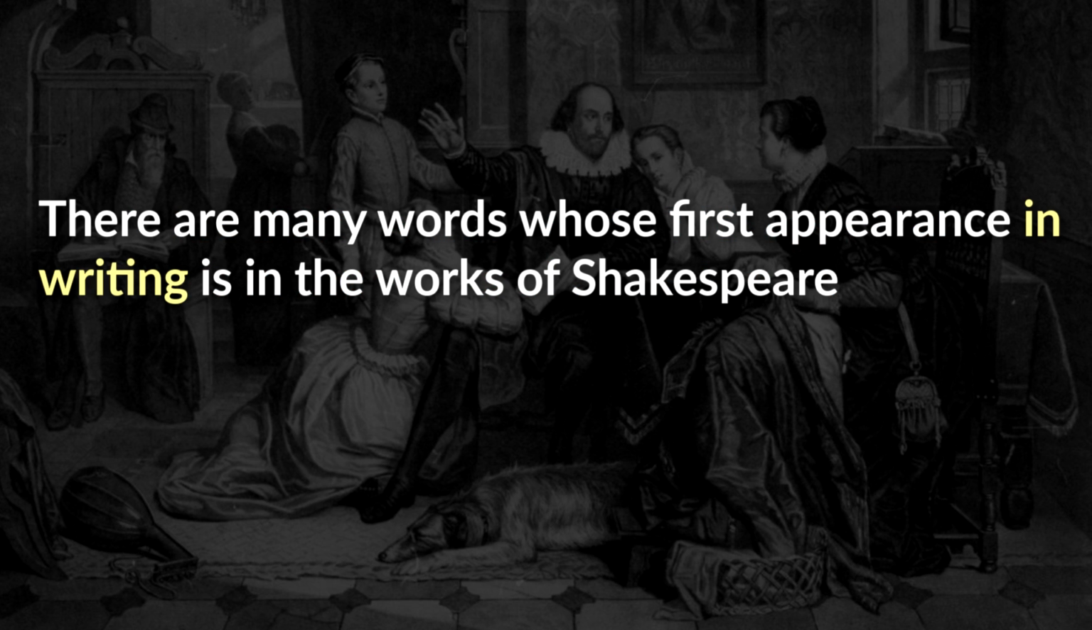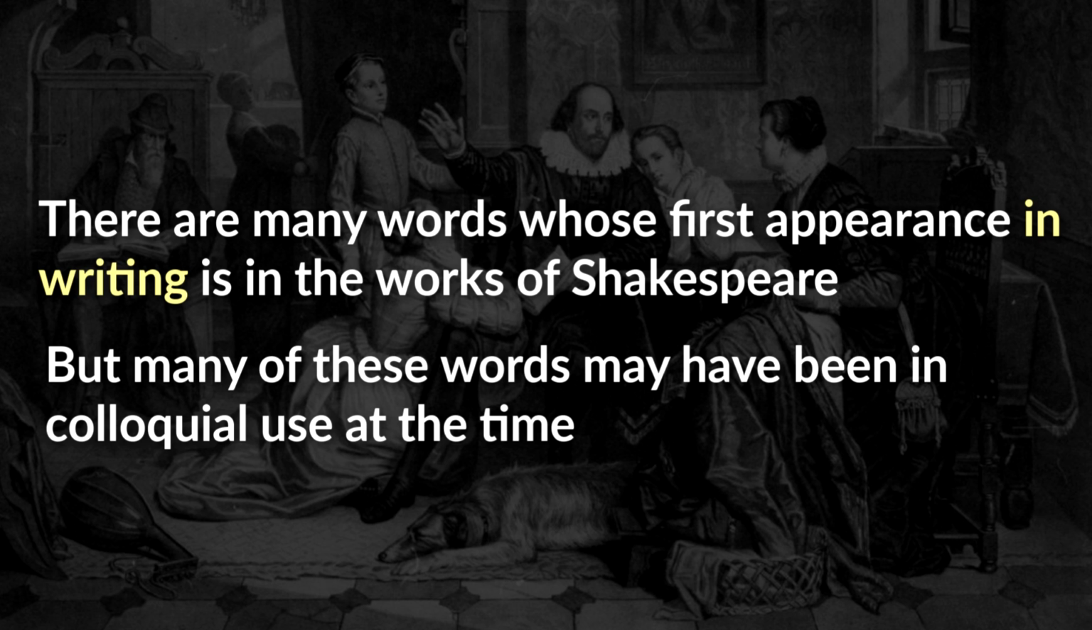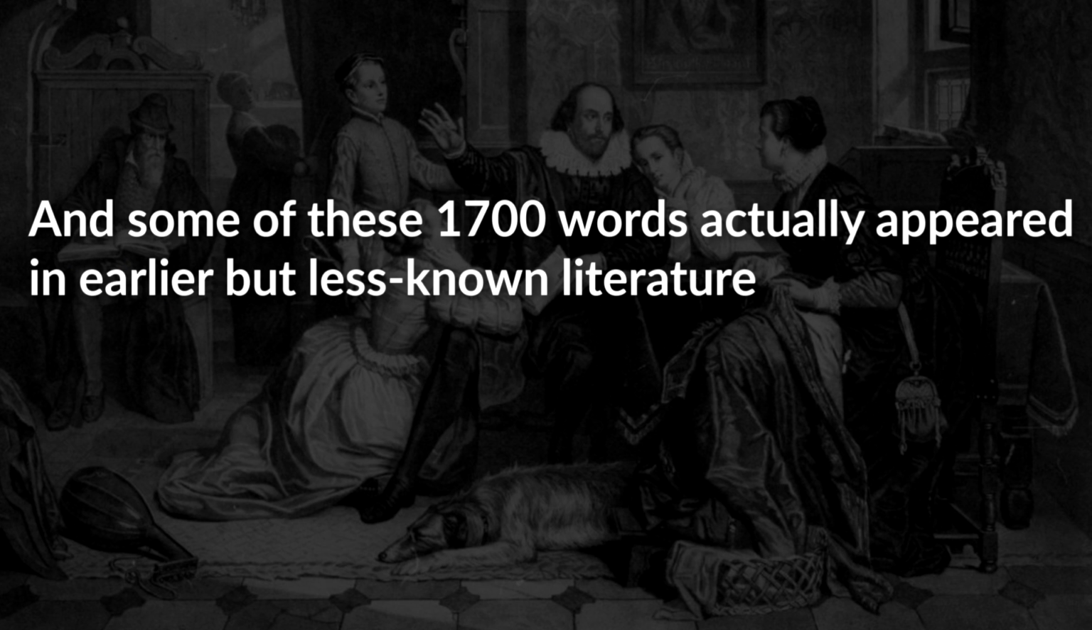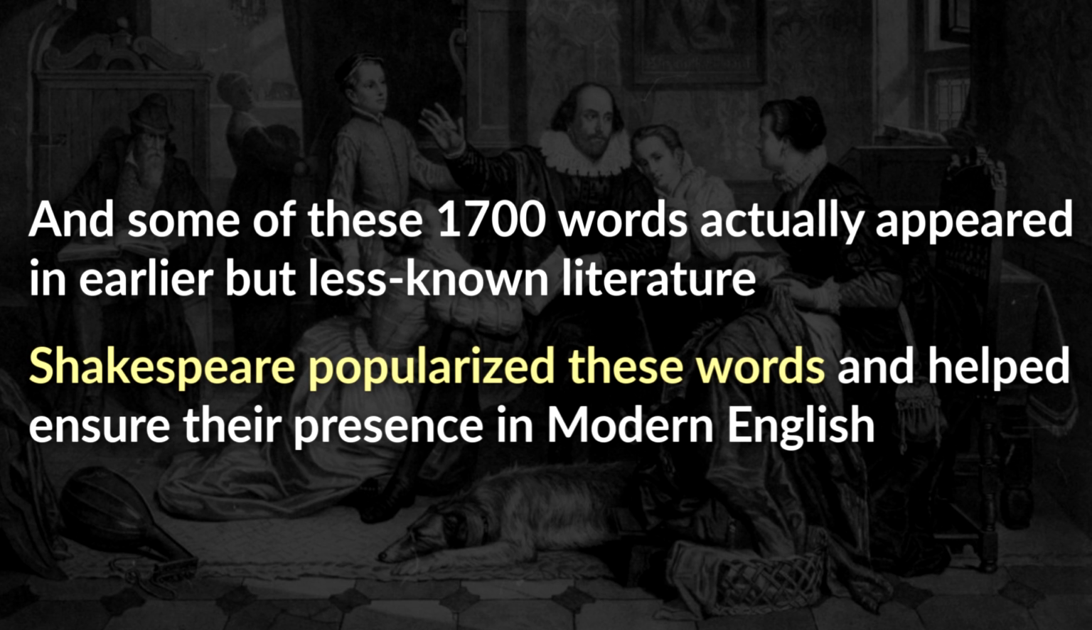There are many words whose first appearance in writing is in the works of William Shakespeare, but many of these words may have been in colloquial use at the time, while Shakespeare was just the first to use them in writing. And some of these 1,700 words actually appeared in earlier but less known literature. It might be better to say that Shakespeare popularized these words and helped ensure their presence in modern English as it developed. It's hard to know exactly which words he created himself and which ones he didn't. Let's start with idioms, because we have a better idea of which ones originated with Shakespeare.